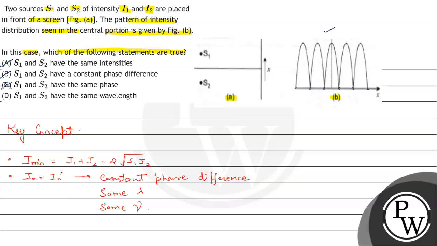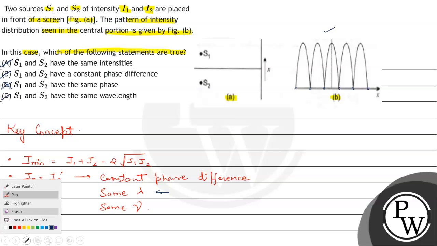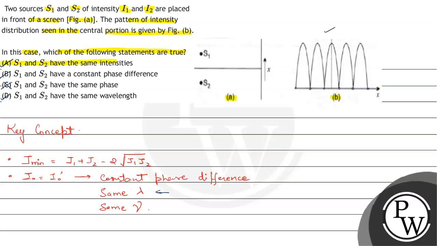Option D, which says S1 and S2 have same wavelength, we can see that here that same wavelength for coherent sources, and hence option D is also correct. So let's highlight the options here. Option A, option B, and option D are the correct options to this solution. I hope you understood it well. Thank you.